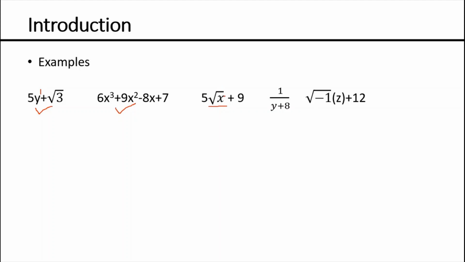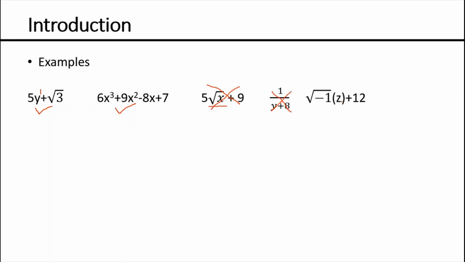Under root of x can also be written as x to the power 1 by 2. So this is not fulfilling the criteria that the variable term should have an exponent or power as a non-negative integer. So this is not a polynomial. Here also, if this term goes up, it will be written as y plus 8 to the power minus 1. Since the power is not a non-negative integer, this is also not a polynomial.